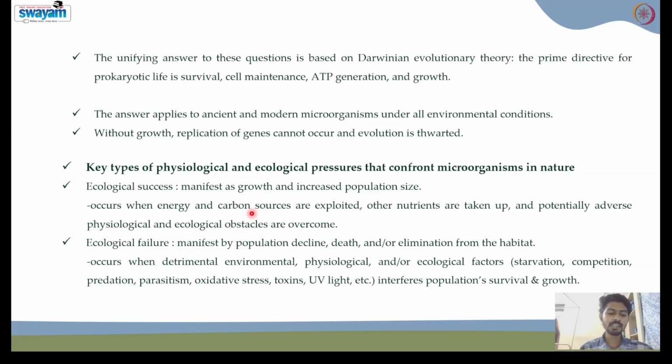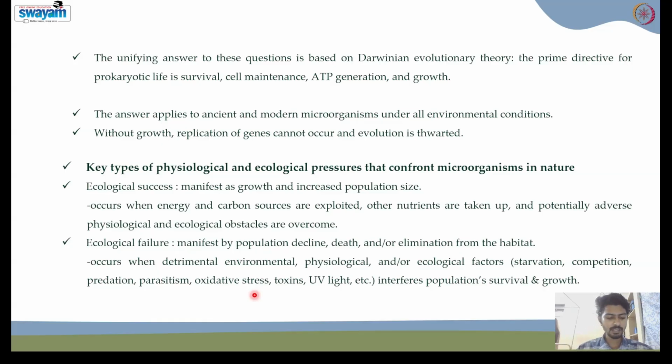But what happens if the ecology has failed? What do we observe? There will be an adverse condition, like a population decline, or death in the population of cells, or elimination of the particular population from that habitat. And this happens only in adverse conditions where we could see starvation or competition between the two microorganisms, or higher UV light or oxidative stress, which interferes with the population survival and growth.